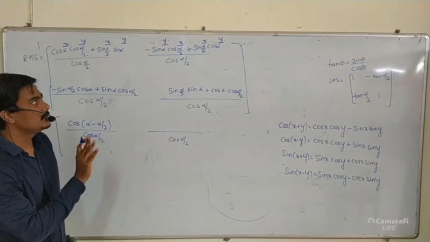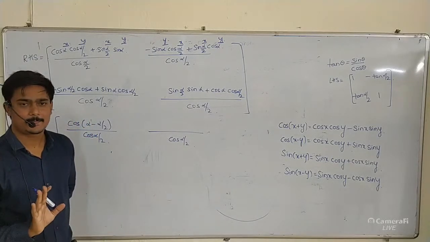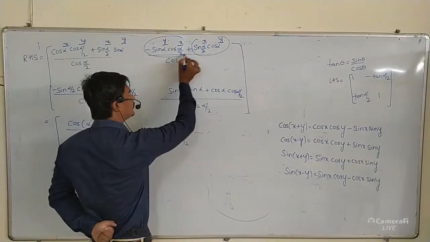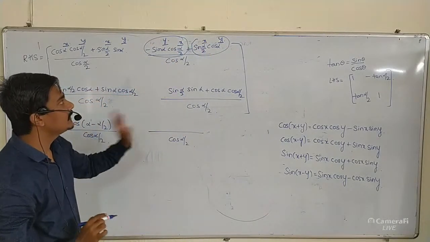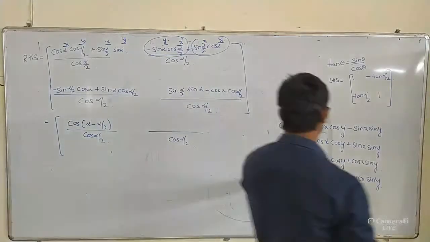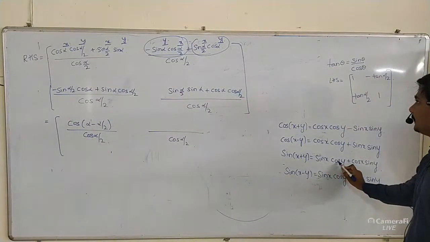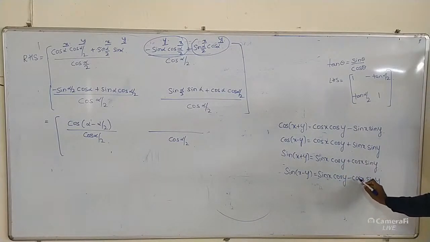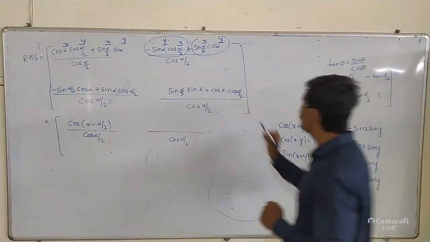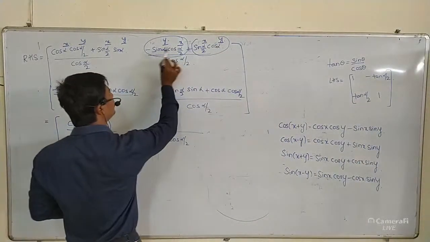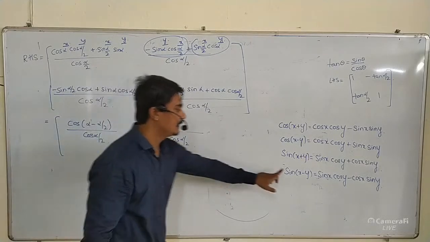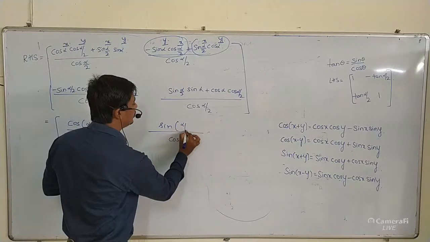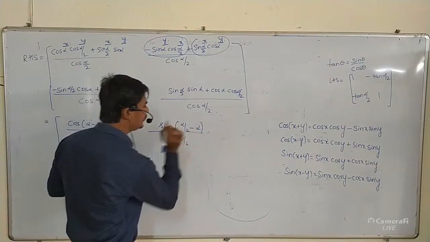If I arrange the terms properly, you will come to know this. If I take this first and this as second, it will become the formula sin x cos y minus cos x sin y. What is sin x cos y minus cos x sin y? Sin of x minus y. Sin of x is our alpha by 2, minus y is our alpha.